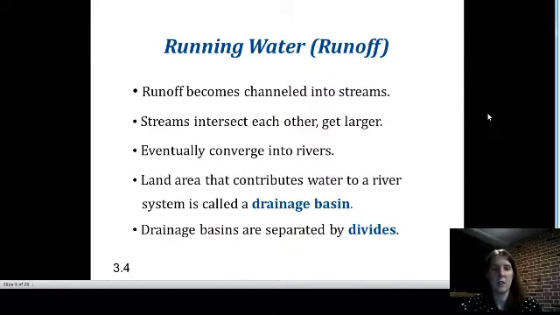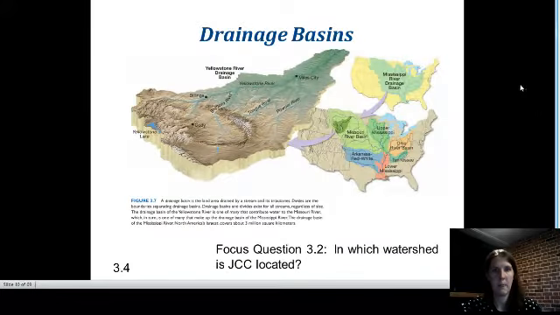So we talked about the surface water or runoff. Surface runoff eventually becomes channeled into streams. These streams intersect each other and get larger until they converge into rivers. River systems are comprised of many, many streams and creeks, and all that surrounding land area of those streams and creeks that contribute to a single river is called a drainage basin. Drainage basins are separated by what we call divides.